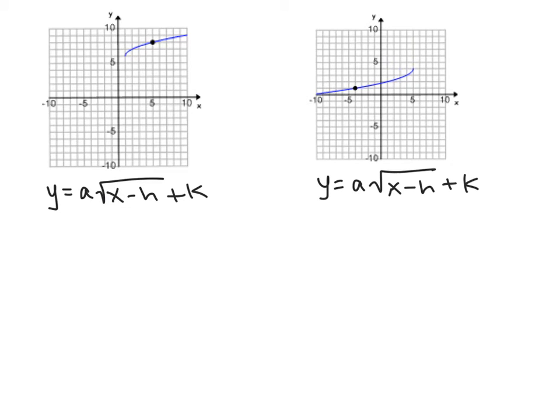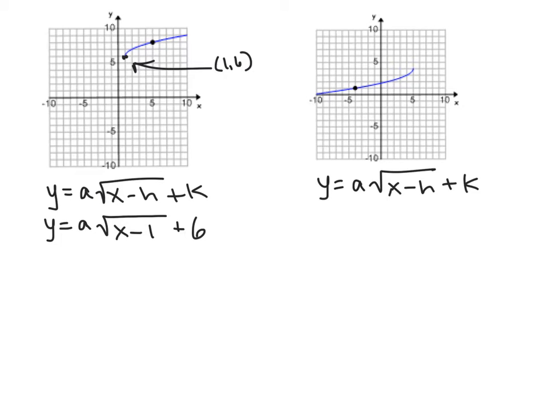All right, so let's find the starting point of this first example. The starting point is right here at 1, 6. We're going to go ahead and put that into our equation. Y equals a times the square root of, and again, the 1 is positive, so it's going to be x minus 1 and then plus 6.